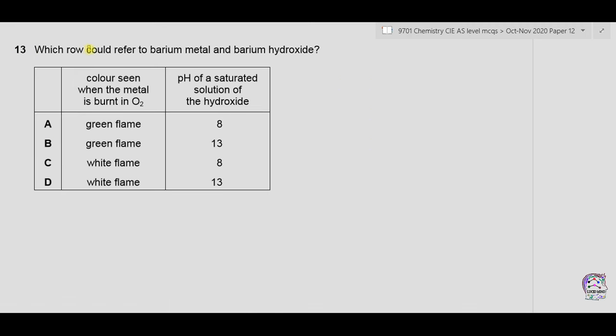Question 13. Which row could refer to barium metal and barium hydroxide? First option is the color seen when the metal is burnt in oxygen. When barium metal burns in the presence of oxygen, the color shown is green flame. So it could be A or B.